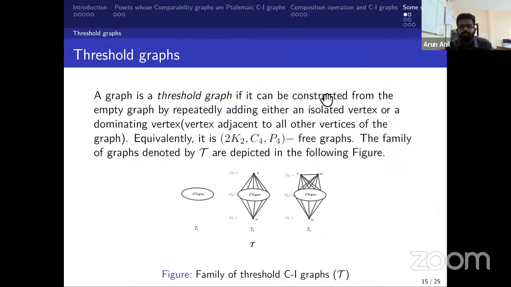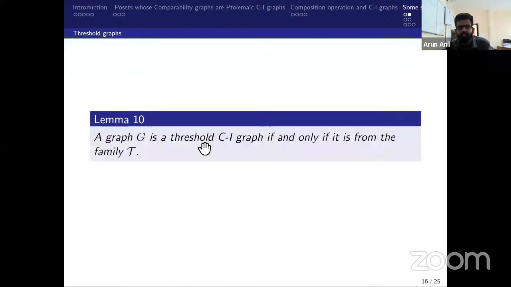Okay, just skip. And these are some subfamilies of covering comparability graphs. This is a threshold CA graph. Threshold graph means it is a 2K2, C4, P4 free graph. And for CA graphs, this is the family of threshold CA graphs. That means a clique, and this is a clique. U and V are both adjacent to the clique, but U and V are not adjacent. U, V, W are adjacent to all the elements in the clique. V and W are adjacent. U, V and U, W are not adjacent. A graph G is a threshold CA graph if and only if it is from this family.